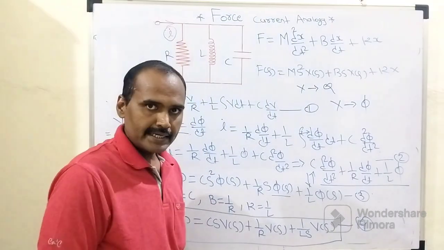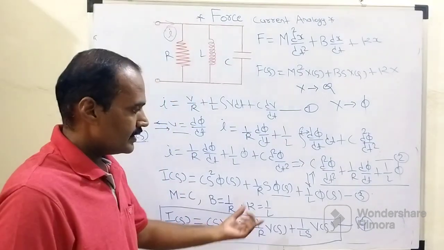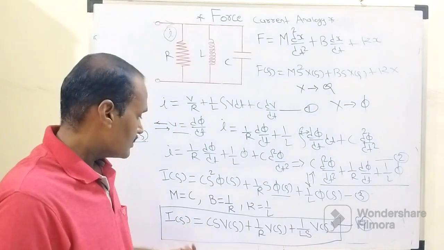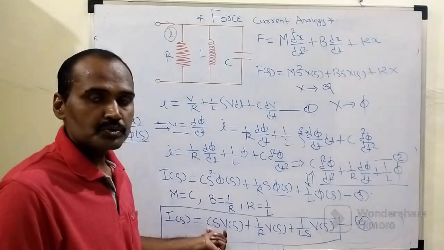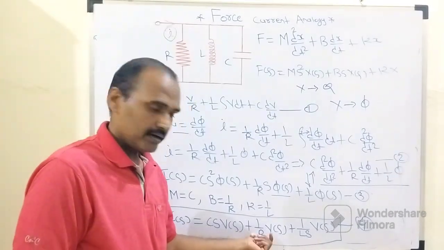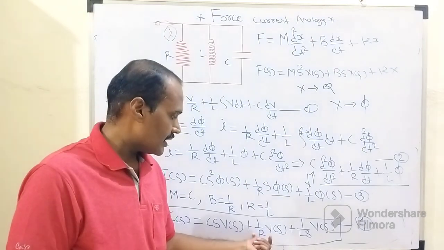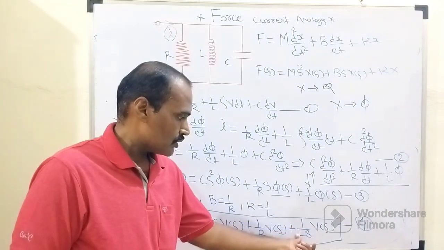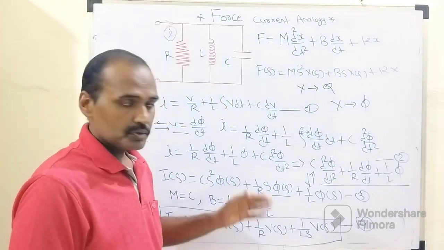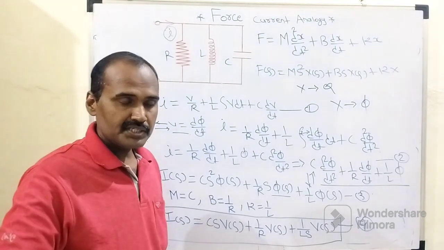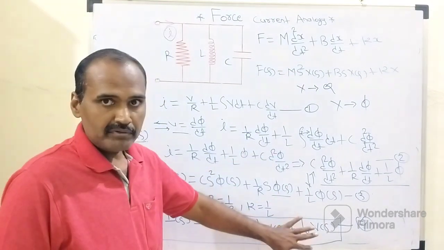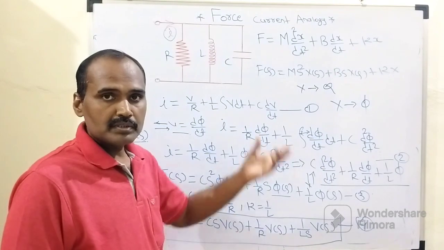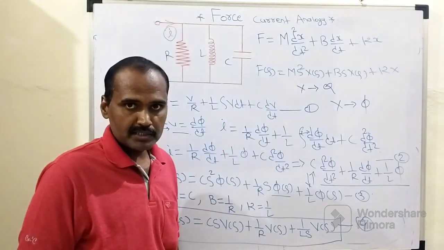This rectangular box indicates the force current analogy, where I is analogous to force. Similarly, C is analogous to mass, 1/R, the reciprocal of resistance, is analogous to your damper, and 1/L is analogous to your spring, right? In this way, these analogous terms are derived from this expression by taking into account this parallel RLC circuit.